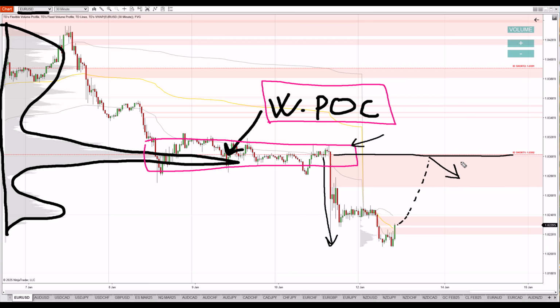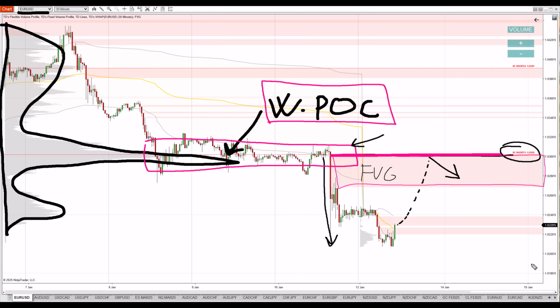The reason why I have that resistance exactly here at 1.0302 is because there's a fair value gap. It's highlighted in red. This whole zone, that's the fair value gap. It's a concept from smart money trading, and I like to trade from the beginning of the fair value gap. In this case, it is right here.